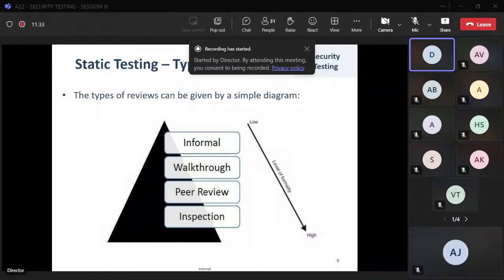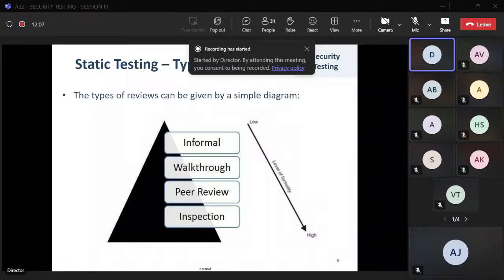And there are many types of reviews when we go for static testing. It starts from the informal way of testing. There are no formal testing procedures identified or defined. Informal is the lowest level of testing that can happen. Second one, structured walkthrough. So you will have a defined walkthrough exercise that needs to be performed to complete your testing activities.